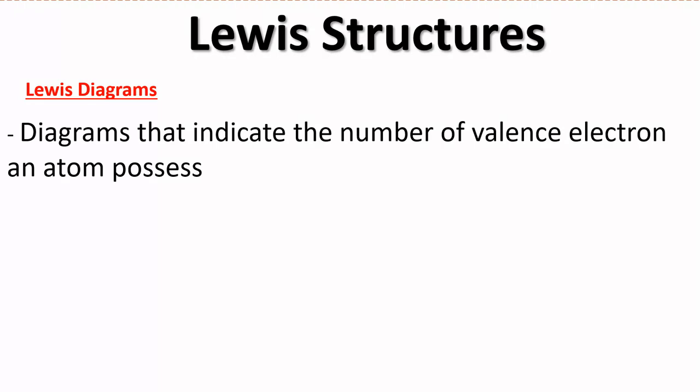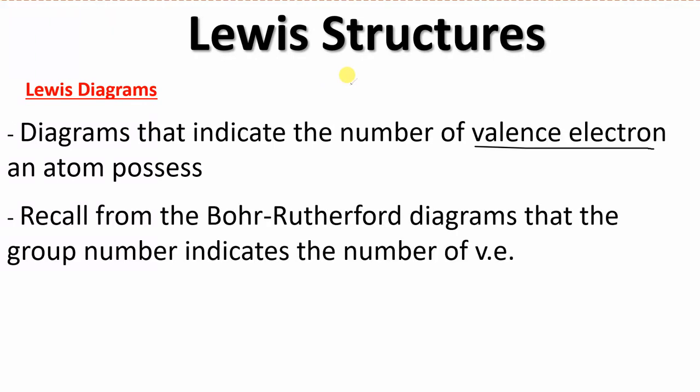We're going to start off this video by looking at something called a Lewis structure or a Lewis diagram. They are diagrams that show the number of valence electrons that an atom actually has. So recall from the Bohr-Rutherford diagrams that we would have drawn in a previous lesson, a shortcut for this is that the group number the element is in is going to tell you how many valence electrons that atom has.